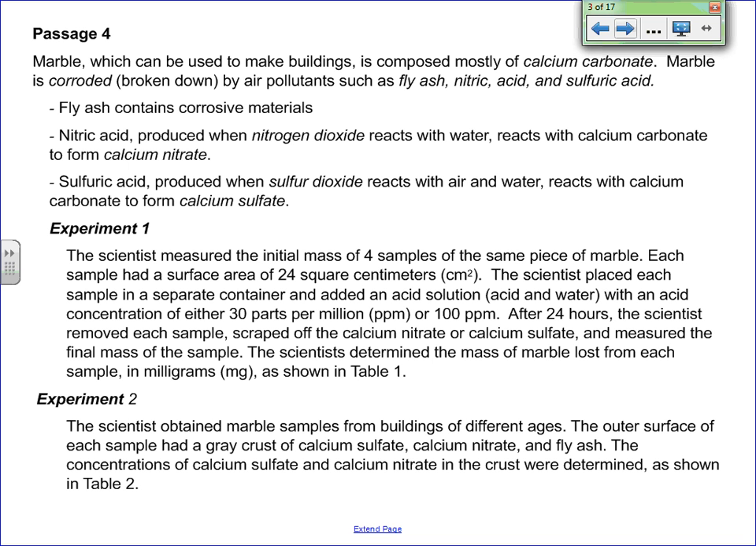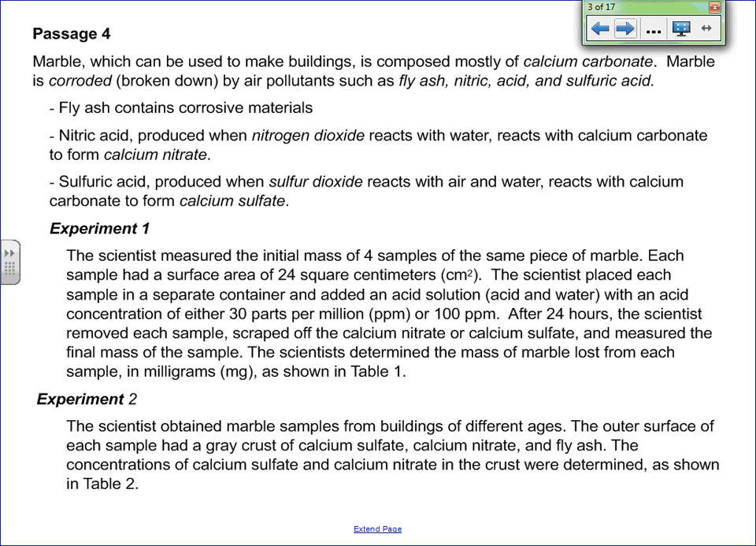Marble, which can be used to make buildings, is composed mostly of calcium carbonate. Marble is corroded, broken down, by air pollutants such as fly ash, nitric acid, and sulfuric acid. Fly ash contains corrosive materials. Nitric acid, produced when nitrogen dioxide reacts with water, reacts with calcium carbonate to form calcium nitrate. Sulfuric acid, produced when sulfur dioxide reacts with air and water, reacts with calcium carbonate to form calcium sulfate.